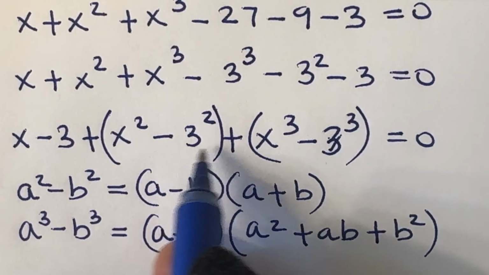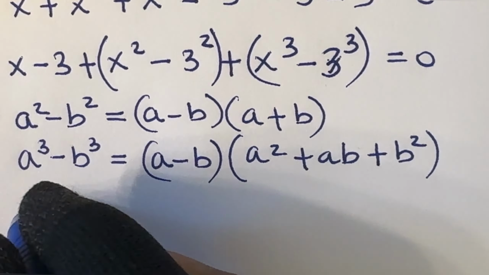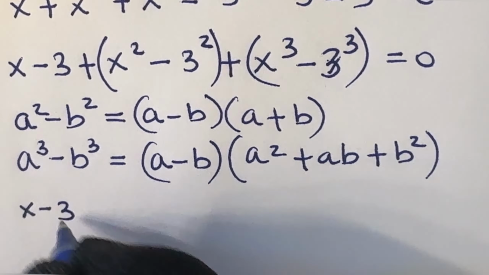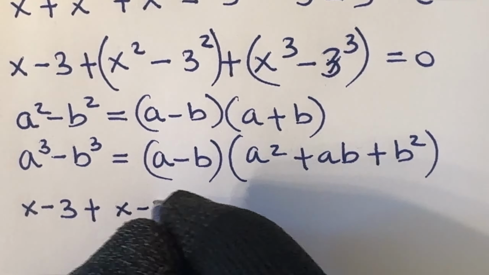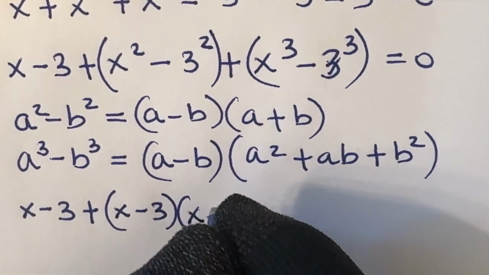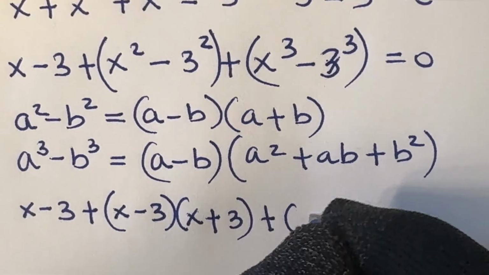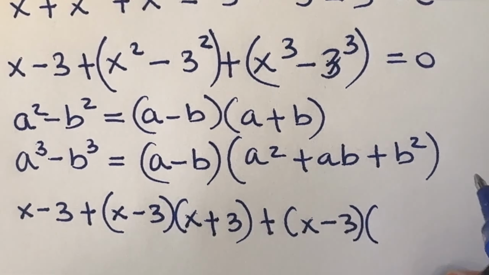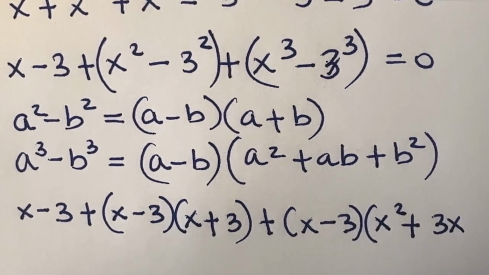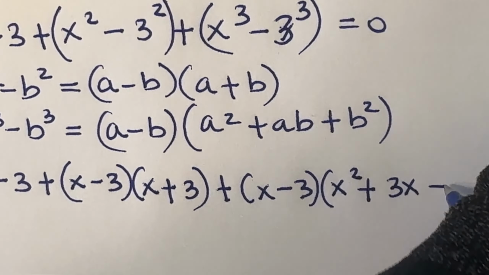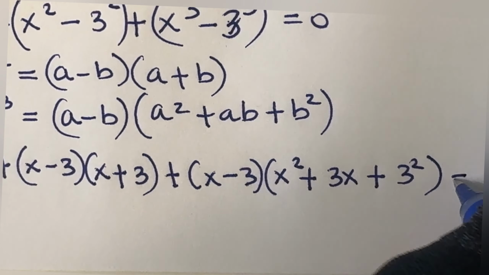So using this to factorize the equation, this would then become x minus 3 plus, here we would have x minus 3, x plus 3, then we would have the last one plus x minus 3 into bracket x squared plus 3x plus 3 squared is equal to 0.